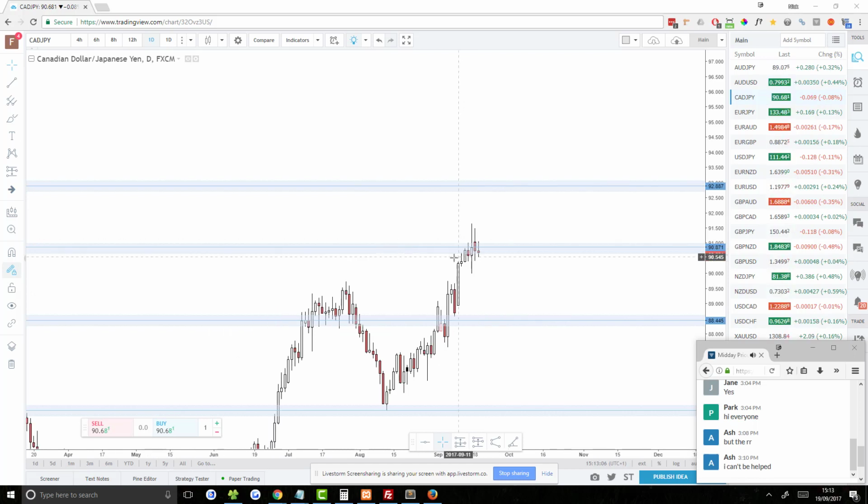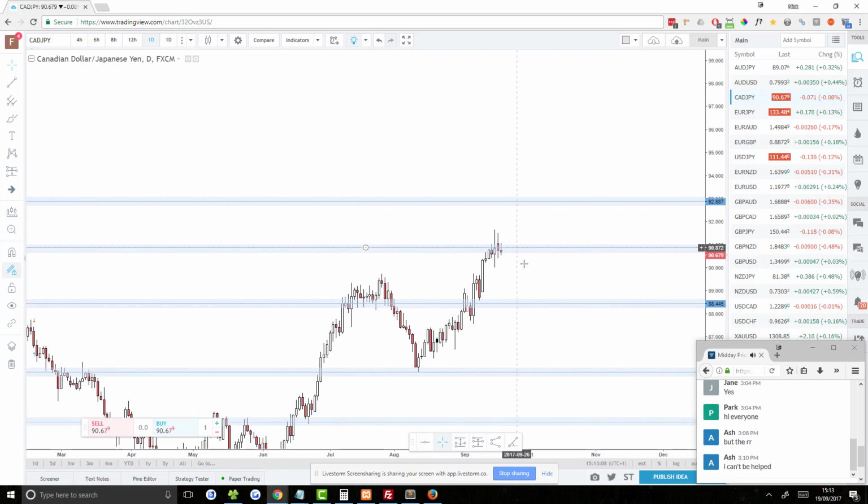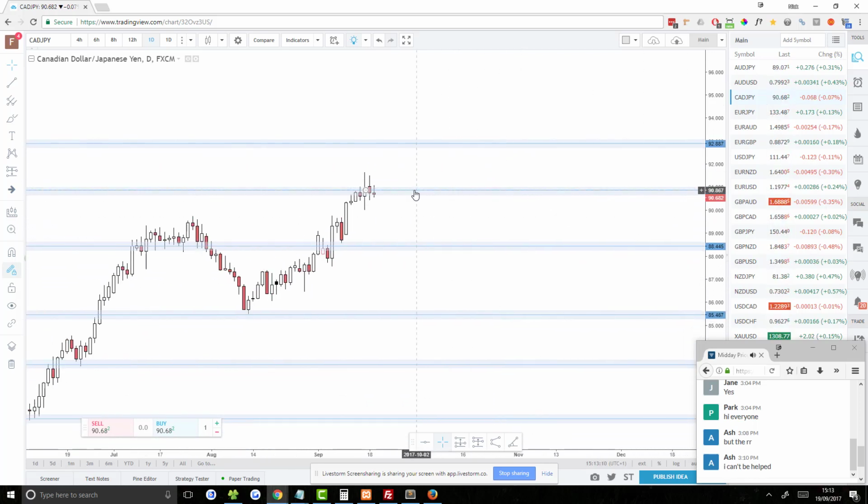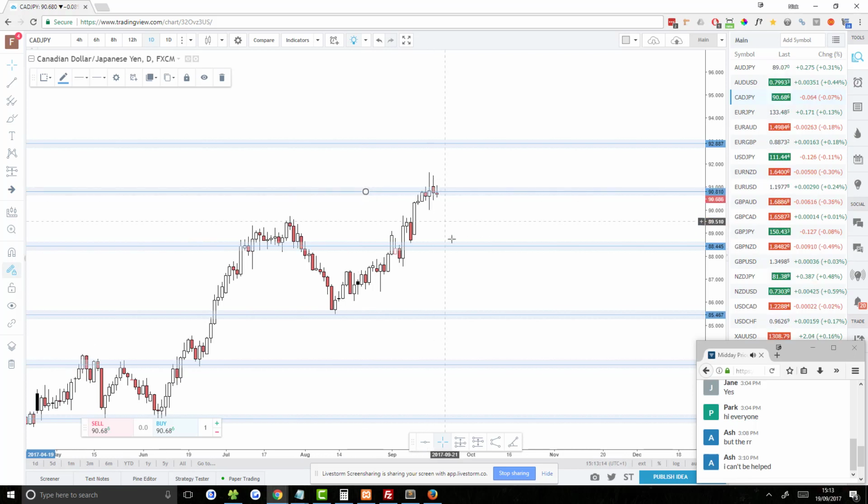What is happening here is buyers have gone into an area of resistance. They're stalling. So you might be able to, if you want to, get in for a short trade, but I just think it's way too risky with this one.